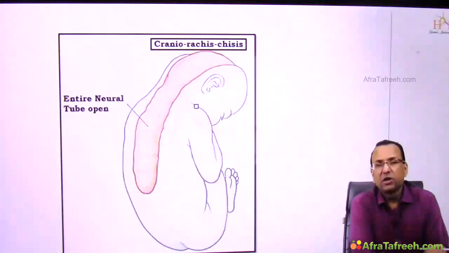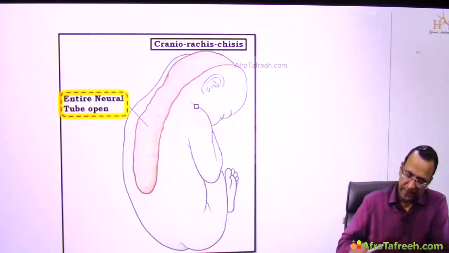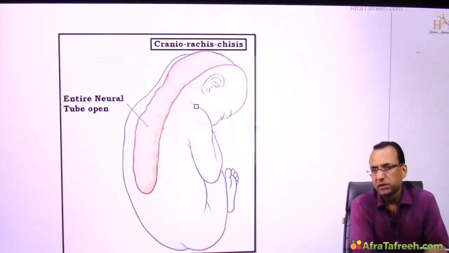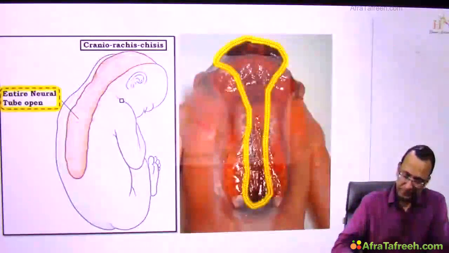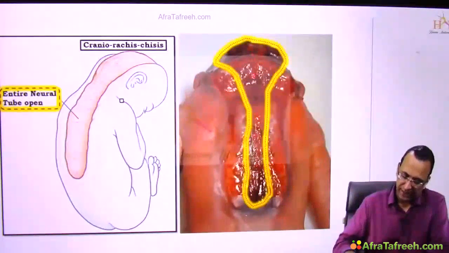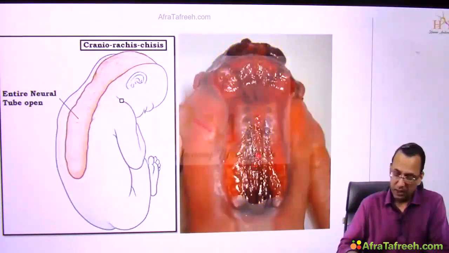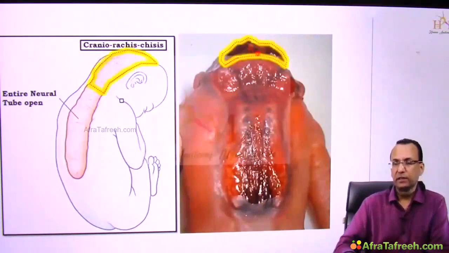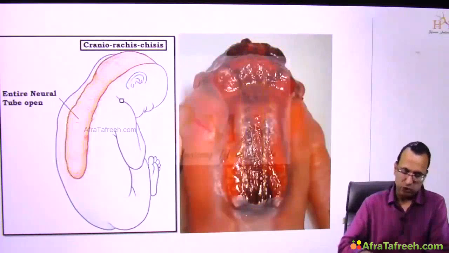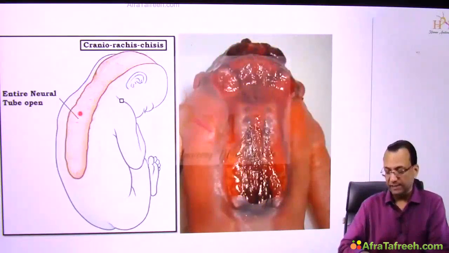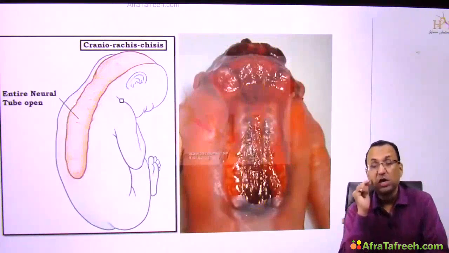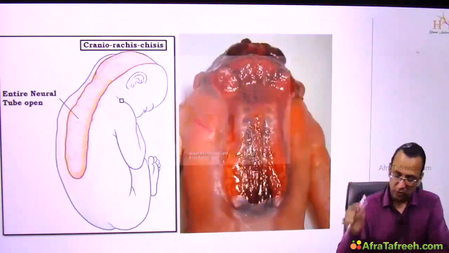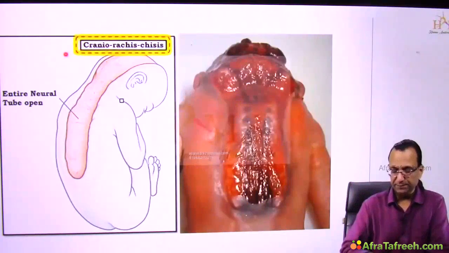Now, there is a condition called craniorachis. It is a combination where the entire neural tube is open, so it is anencephaly plus rachis. You see, this is a case of anencephaly plus rachis because the brain is open, skull is open, anencephaly. And the vertebra is open, skin is open, spinal cord is open, CSF is leaking outside. It is rachis also. Together it is called craniorachis.